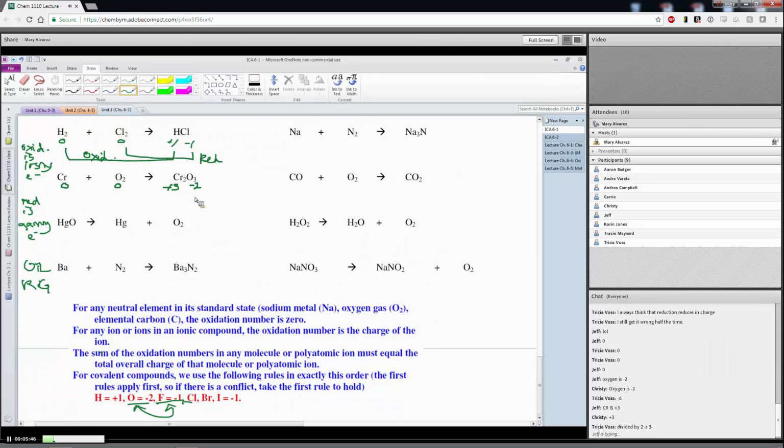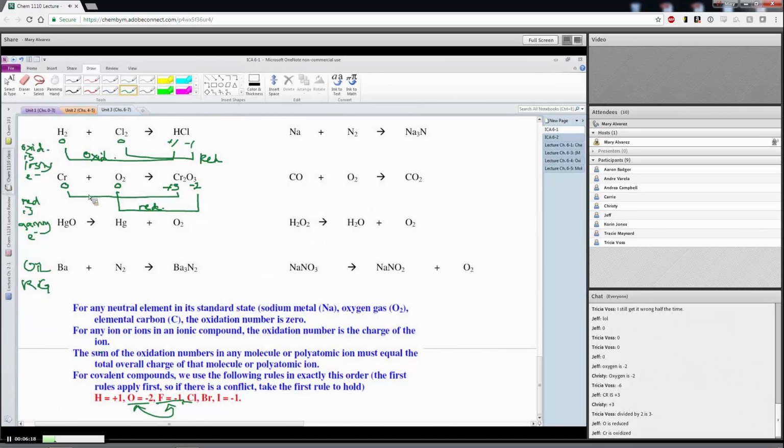So which one was oxidized and which one was reduced? Oxygen was reduced. The charge went down. It became more negative, so it must have gained electrons, so this was reduced. And the chromium then was oxidized. Okay. Anybody know why it's called oxidation?